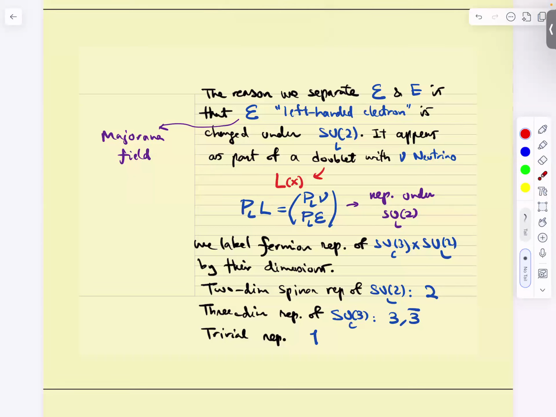In this representation theory language, I'm talking about the lepton. So I'm going to put a 1 here. I have to put SU2 left. If I have a fundamental of SU2 left, which is in this P left neutrino, P left electron left, right? What is this? 2, yeah.